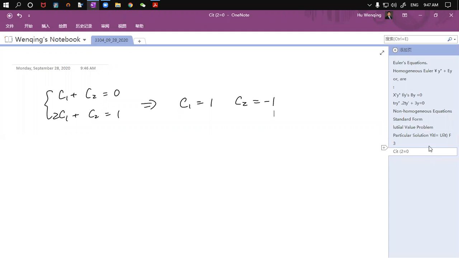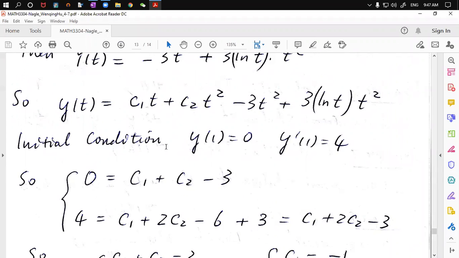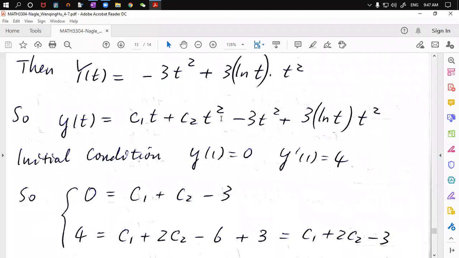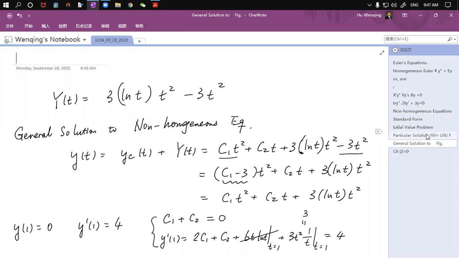Some people are going to ask, well, it looks like here C1 plus C2 is 3, but that's because we didn't change the C1 by C1 minus 3. Remember, we have absorbed the 3 into C2, and made it into a new C2. Is that good, family? Okay, so from here you can solve for this C1 and the C2.